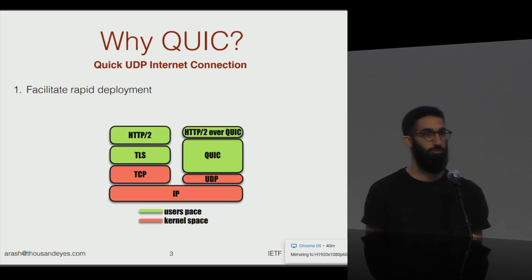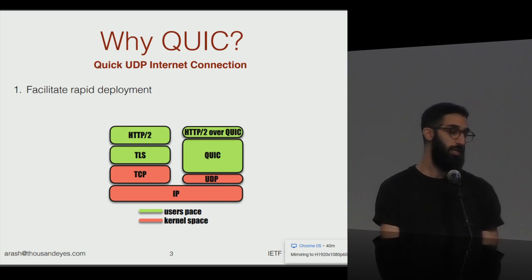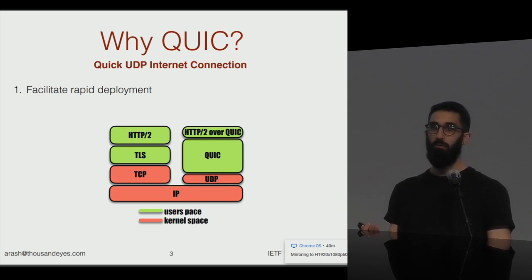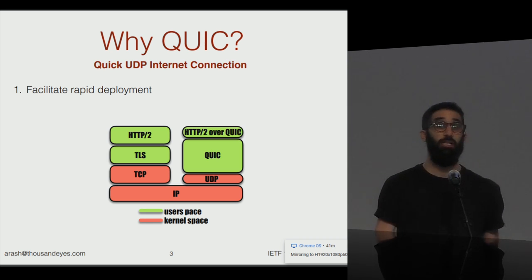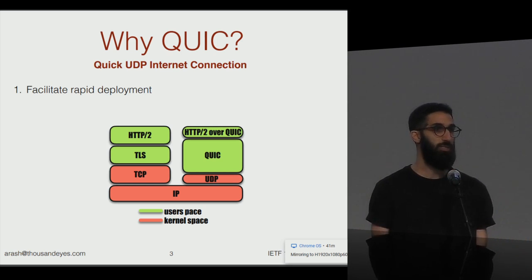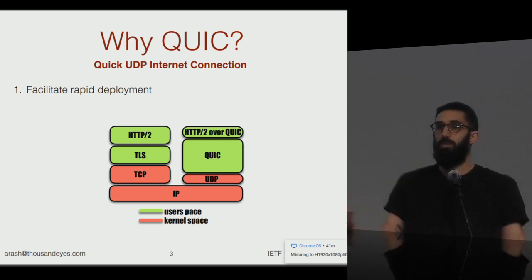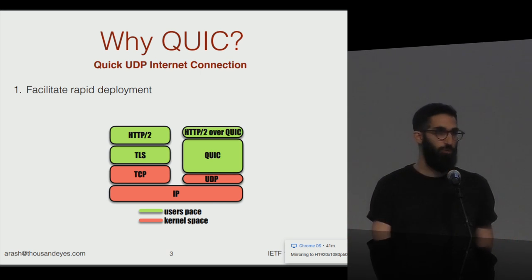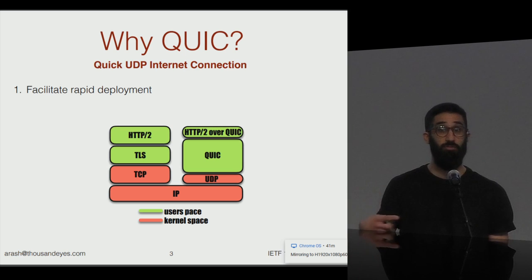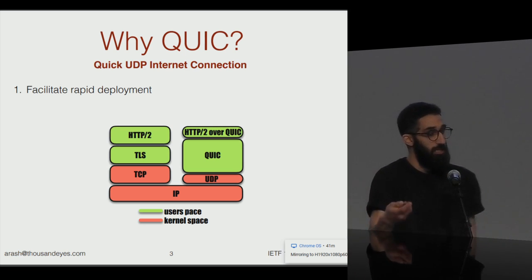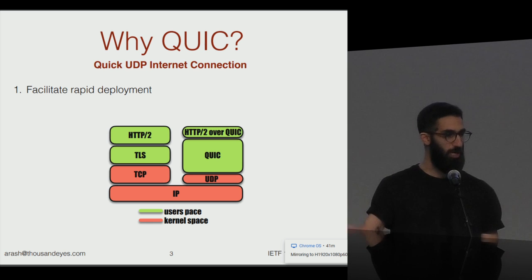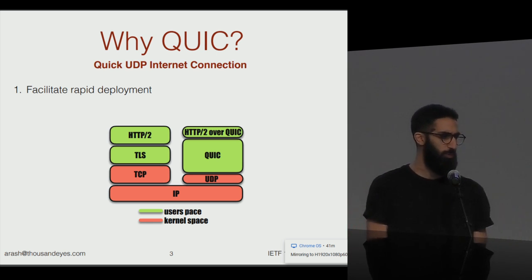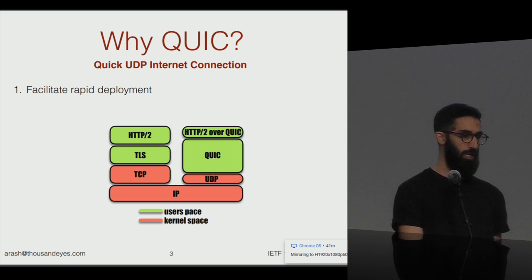So QUIC solves that problem by implementing in the user space. Now what this means is that whenever you have a new version of QUIC, let's say you're browsing the web and you're using a browser, all the users need to do is update their browser, and then they have the new version of QUIC. Obviously, this means that a lot of guarantees that TCP provides, like reliable delivery, now all of those also have to be implemented in the user space, which I'll get to in a little bit, what that means in terms of performance. But overall, this helps with rapid deployment.